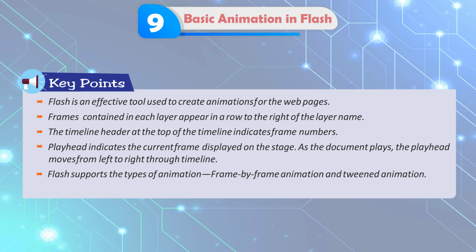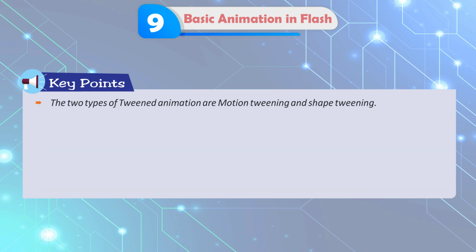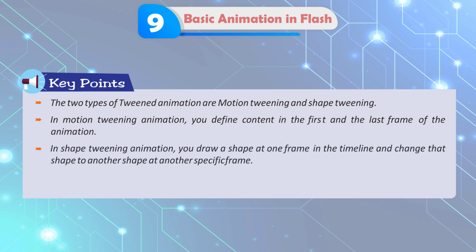Flash supports two types of animation: frame-by-frame animation and tweened animation. In frame-by-frame animation, you change content for each frame in the timeline. The two types of tweened animation are motion tweening and shape tweening. In motion tweening animation, you define content in the first and the last frame of the animation. In shape tweening animation, you draw a shape at one frame in the timeline and change that shape to another shape at another specific frame.